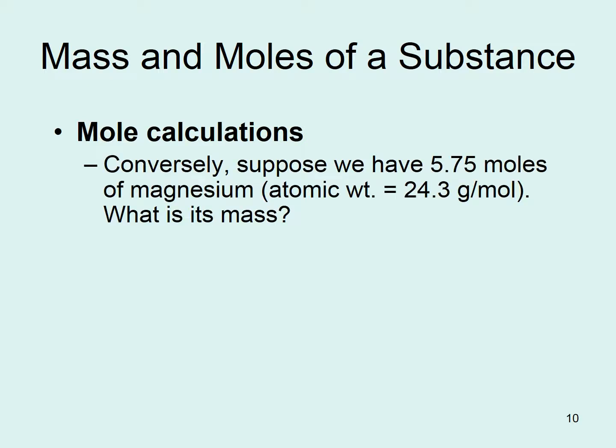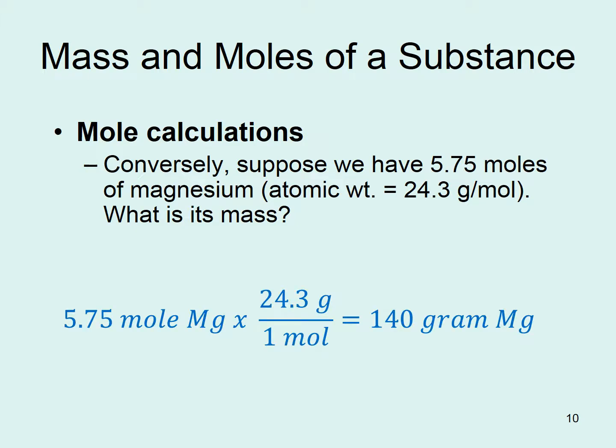So use a little common sense. All right, so if we have moles and we want to find grams, then we actually multiply by the molecular weight. So suppose we have 5.75 moles of magnesium, and we look up magnesium has an atomic weight of 24.3 grams per mole. So what is the mass of 5.75 moles? Well, start with what you know, 5.75 moles. We're looking for grams, so 24.3 goes in the numerator and 1 mole goes in the denominator. And so 5.75 times 24.3 gives us 140 grams of magnesium.